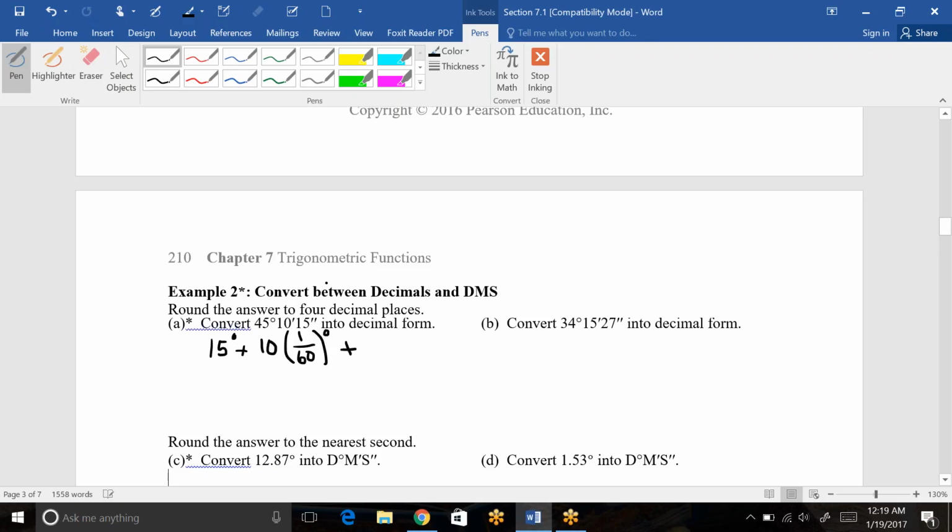And then we'll also add to this 15 seconds. Now to convert it, we have to actually do 1/60 twice. The first time turns it into minutes, and then we do it again to turn it into degrees. So really, this is like 1/3600 because you would multiply those two together. Bring everything down.